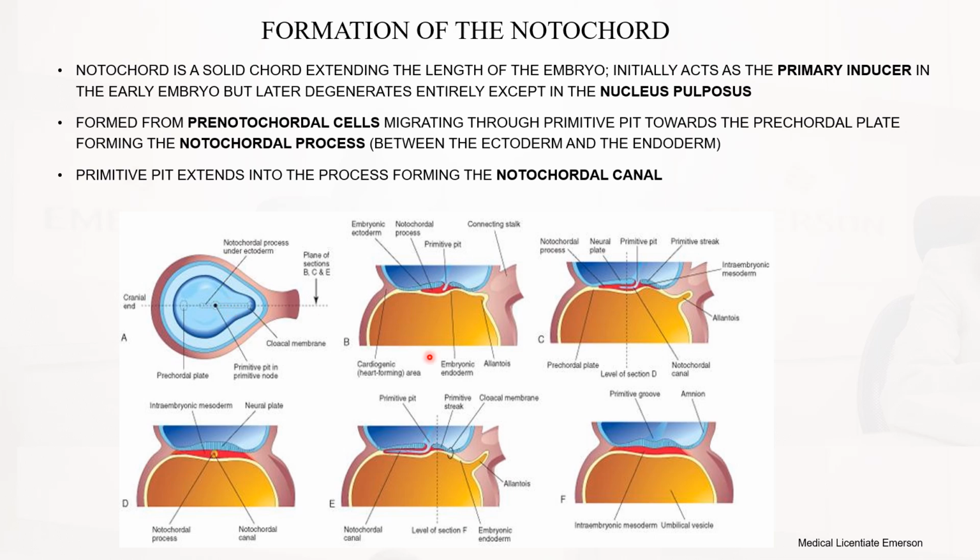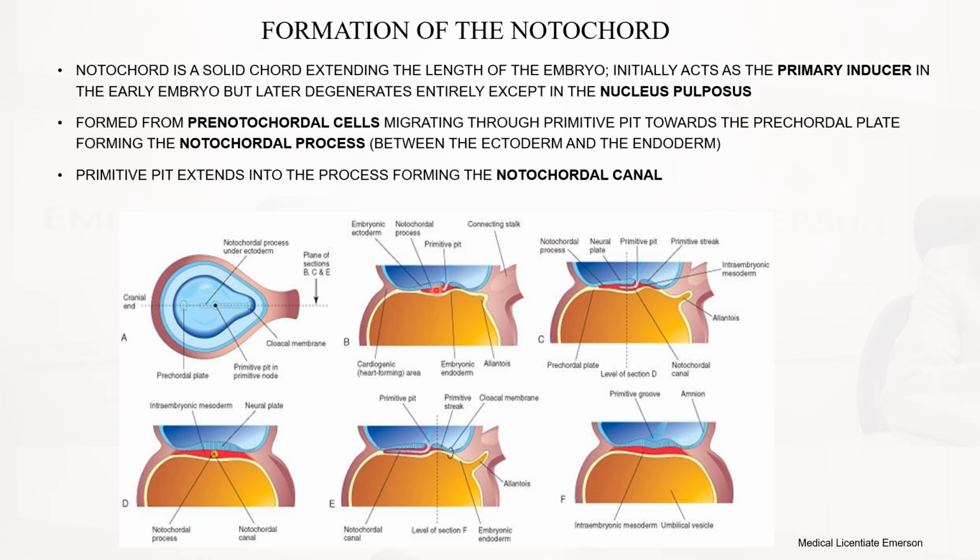Then this same notochord is formed from the prenotochordal cells which were migrating through the primitive pit, towards the prechordal plate, forming the notochordal process. So after they migrated through the primitive pit, they form the notochordal process. I'm sure you have seen here, which is between the ectoderm and the endoderm.